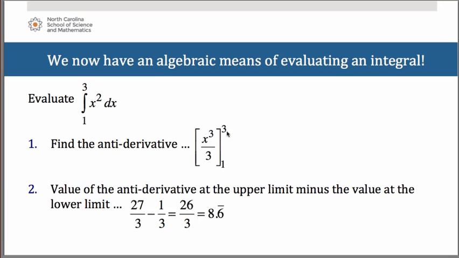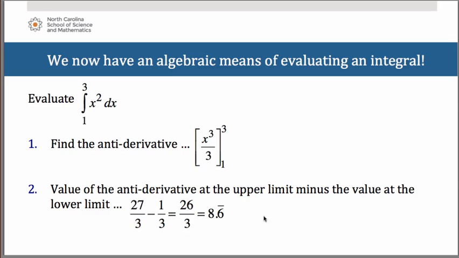If we substitute in 3 first, we have 27 over 3 minus, it's always a minus there. Now we substitute in 1, and we have a third. 27 thirds minus 1/3 is 26 thirds. If you prefer a decimal answer, it's 8.6 repeating. The great thing about these is you can check them all on your graphing calculator.